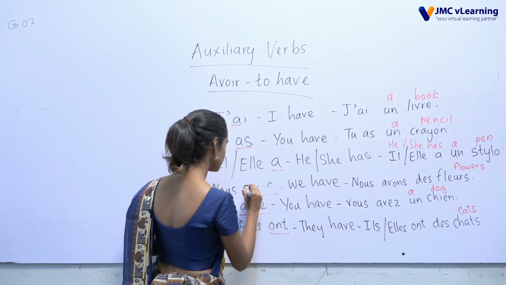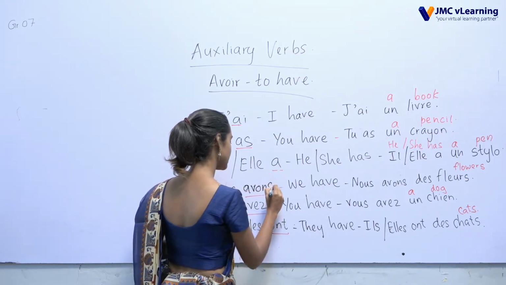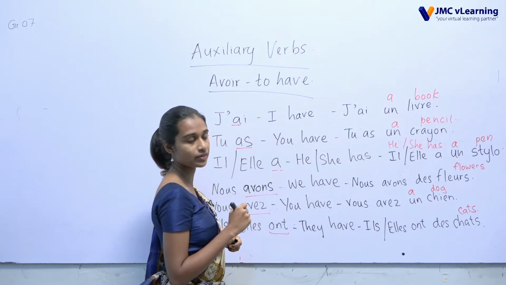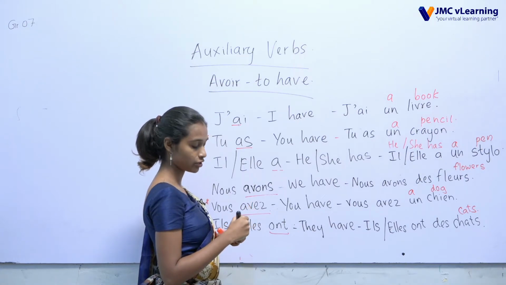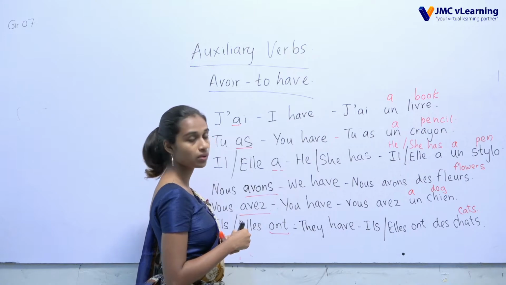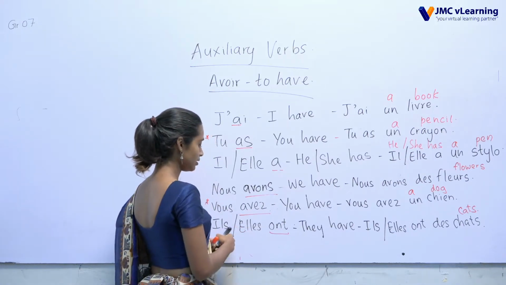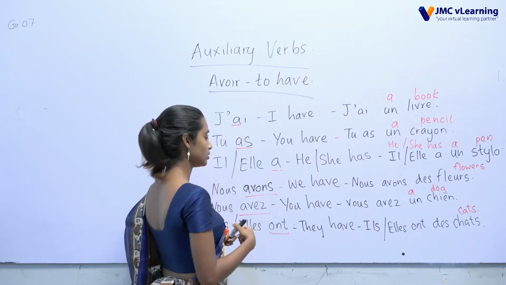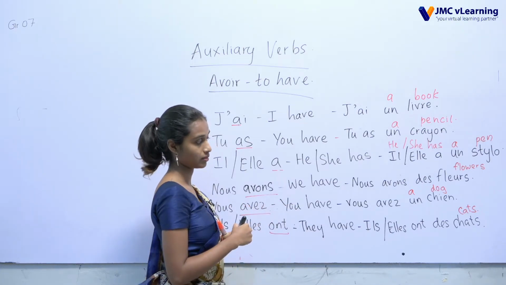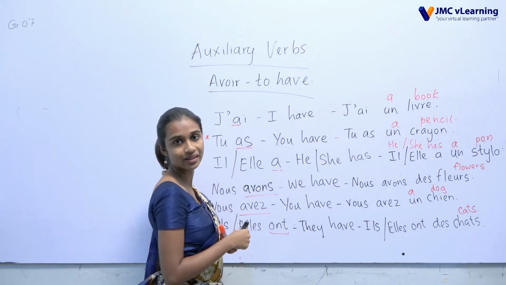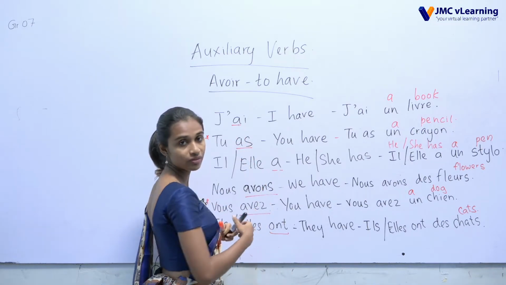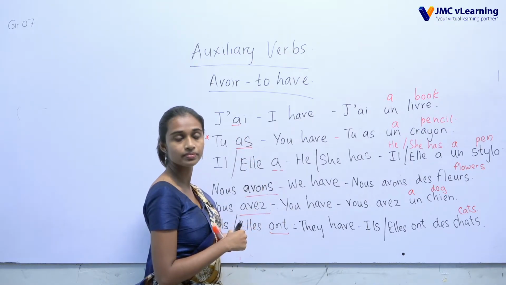Nous avons, which means we have. Nous avons des fleurs. We have flowers. Vous avez, which means you have. Vous avez un chien. You have a dog. Ils or elles ont, they have. So ils or elles ont des chats. They have cats. Right? So did you all understand the conjugation of the avoir verb and the être verb?